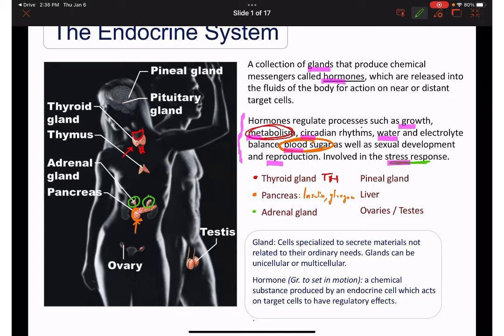It's going to release the hormones epinephrine and norepinephrine, which are going to regulate the short-term stress response. And then it's going to release the hormones cortisol and aldosterone, which are going to regulate the long-term stress response. The adrenal gland is also going to be involved in water and electrolyte balance, maintaining the balance of water and electrolytes like sodium in the blood.